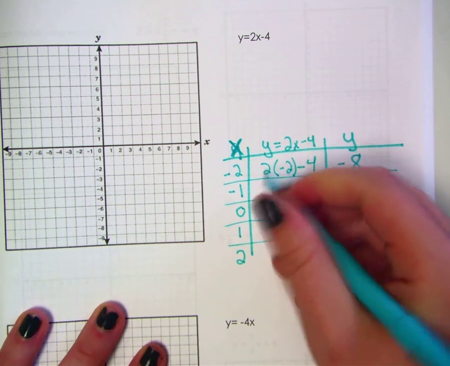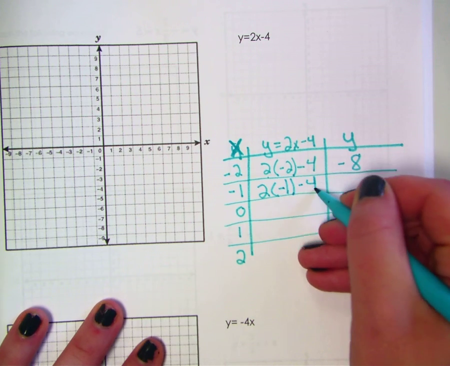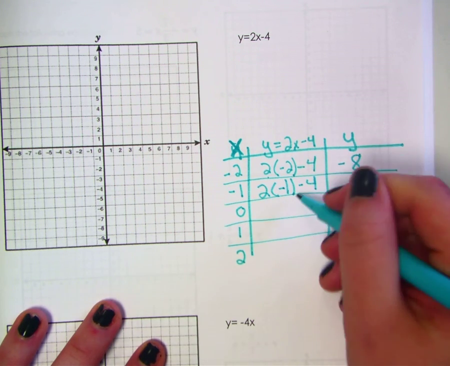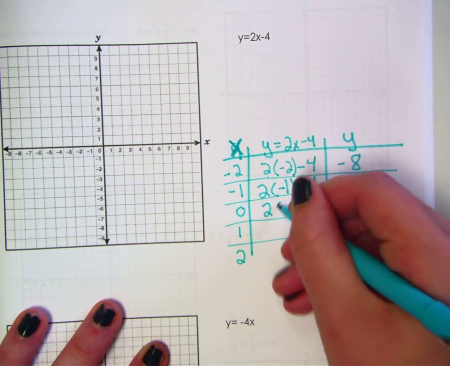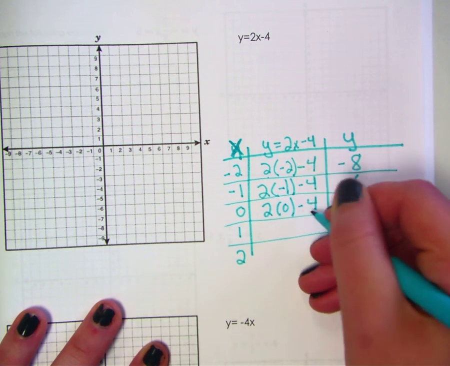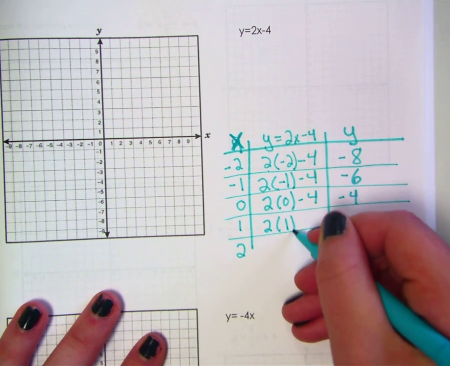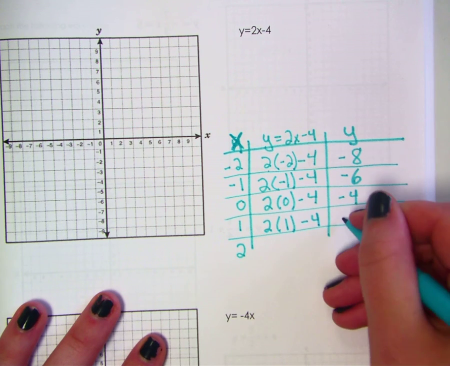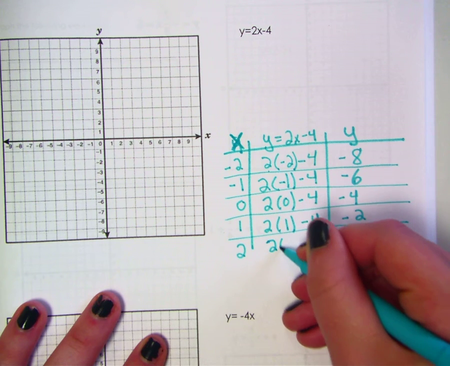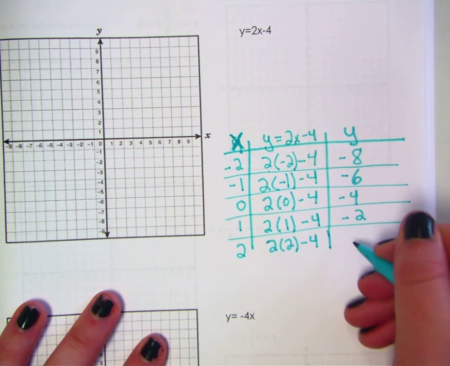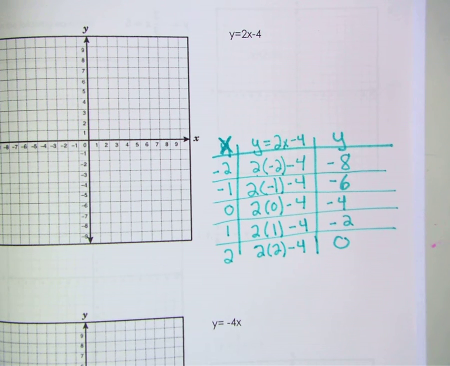You can keep filling out the rest of the table with me, or try and work ahead of me. 2 times -1 minus 4. Well, that's going to be -2 minus 4, which would be -6. 2 times 0 minus 4 is going to be 0 minus 4. That's -4. 2 times 1 minus 4, that's going to be 2 minus 4, that's -2. And 2 times 2 minus 4, that's 4 minus 4, that's going to be 0. Alright, so now I have my table.